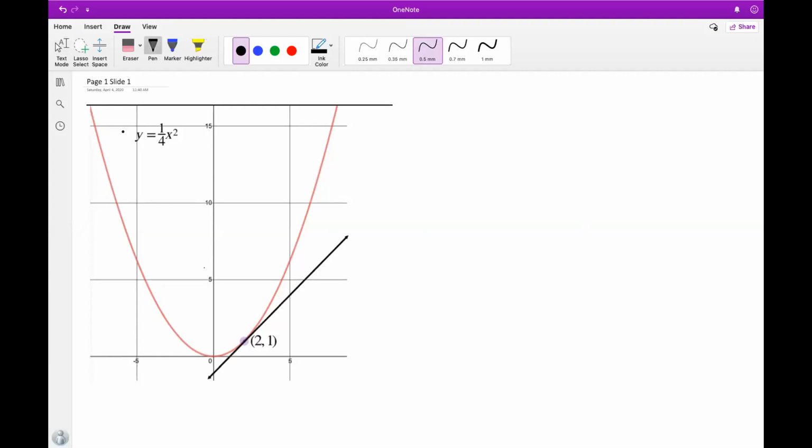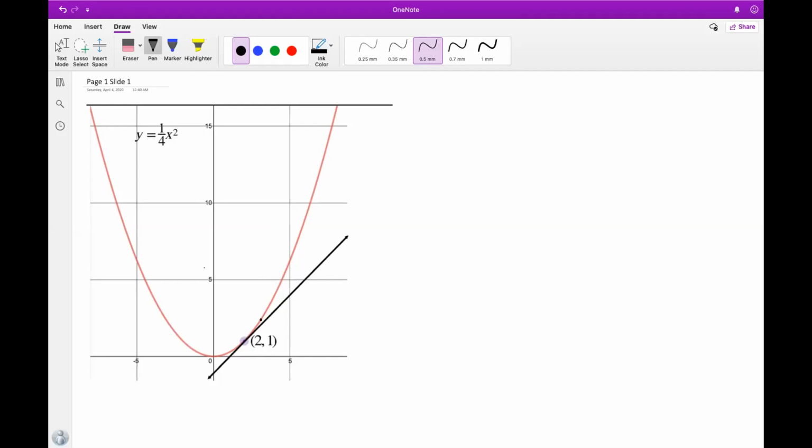Here we have some random function I made up, y equals 1/4 x squared. And the tangent line to this curve, say at the point x equals 2 and y equals 1. The tangent line is this line here that only touches the curve once. It doesn't cross it in two places. It doesn't cross it no times. It hits it exactly once. And at any point on a curve like this, there's only one tangent line.